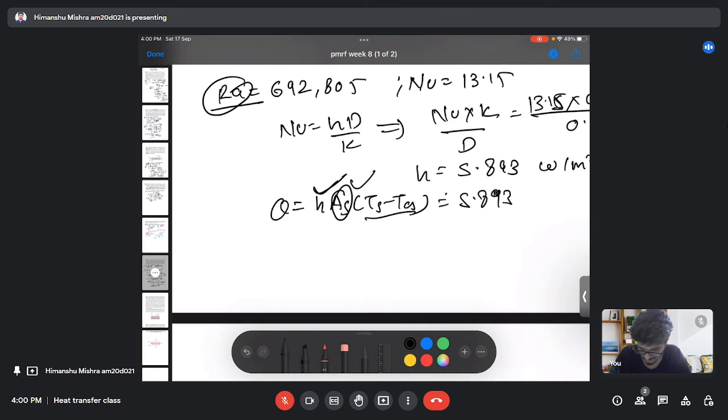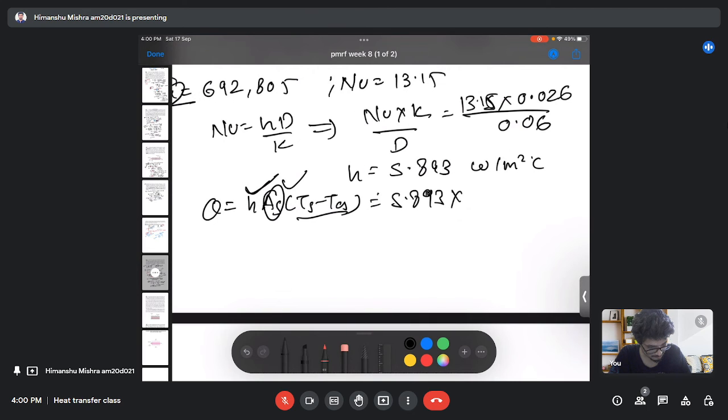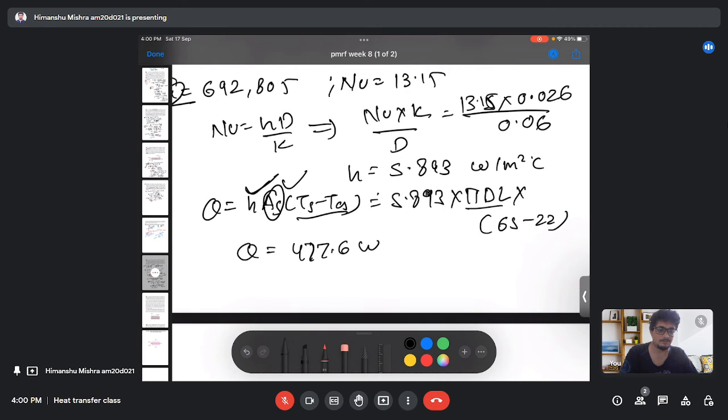This is my heat transfer coefficient, and my area would be pi d l, and the temperature difference will be... Just putting in the value of the diameter, we get the heat transfer as 0.776 watt. So this will be my heat transfer rate.